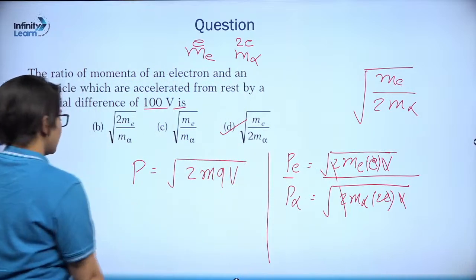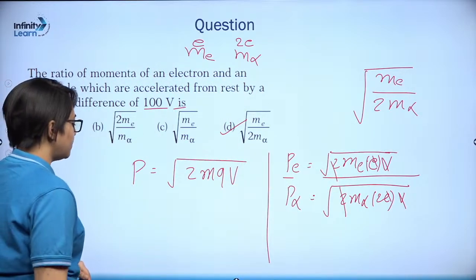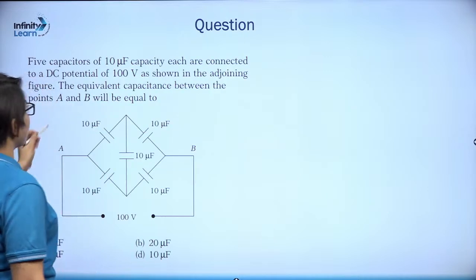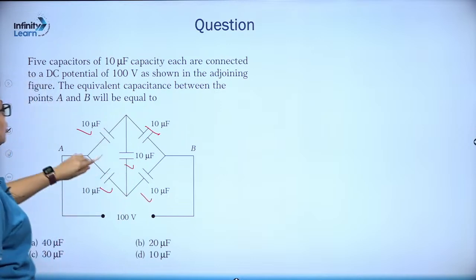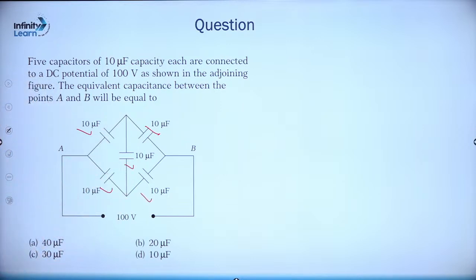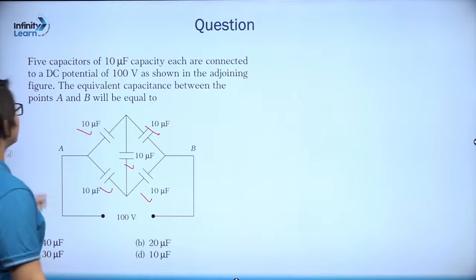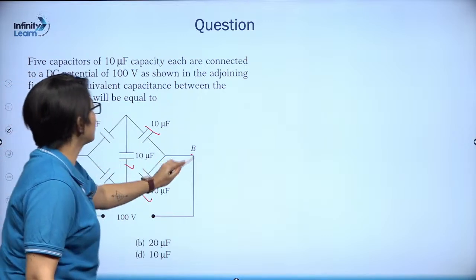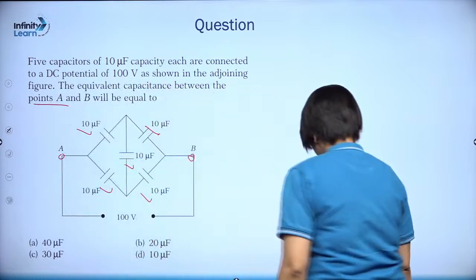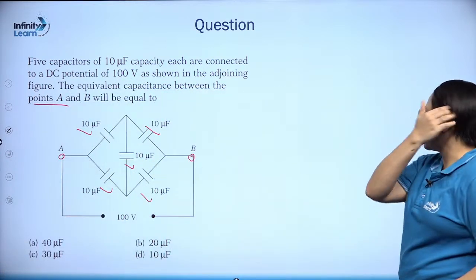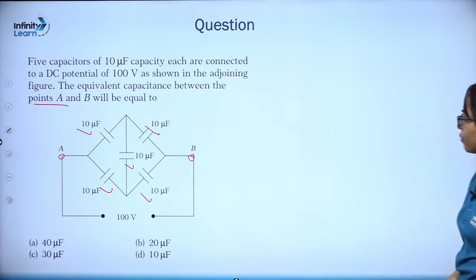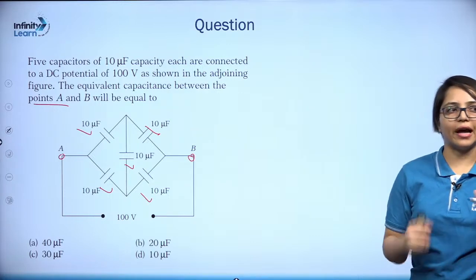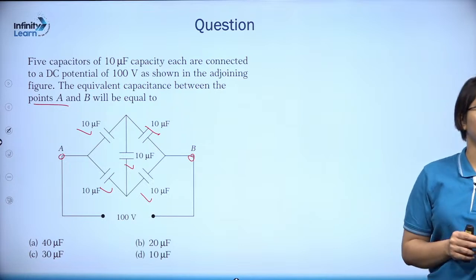Okay, right? Now next is this one. 5 capacitors of 10 microfarad each are connected as shown in the figure with a 100 volt supply. What is the equivalent capacitance between points A and B over here? Try this one, guys, come on. We have 10 more questions to go, everyone. So I need you to do calculation a bit faster, right?